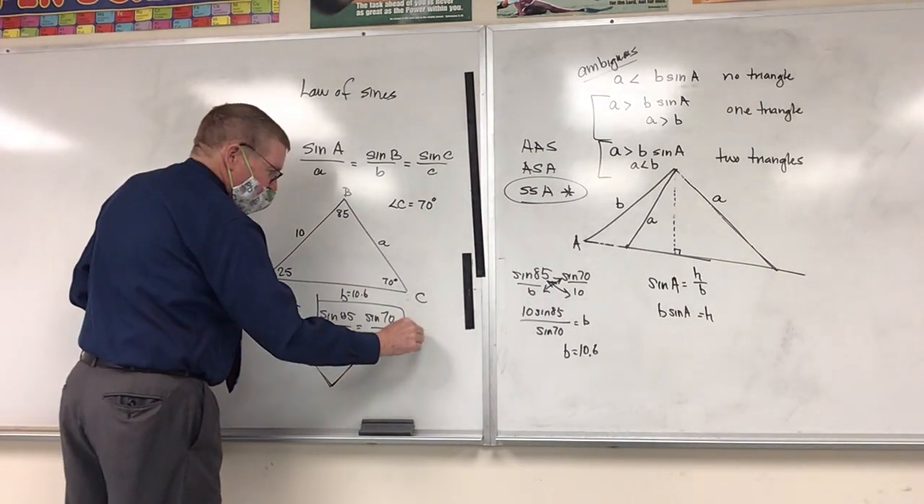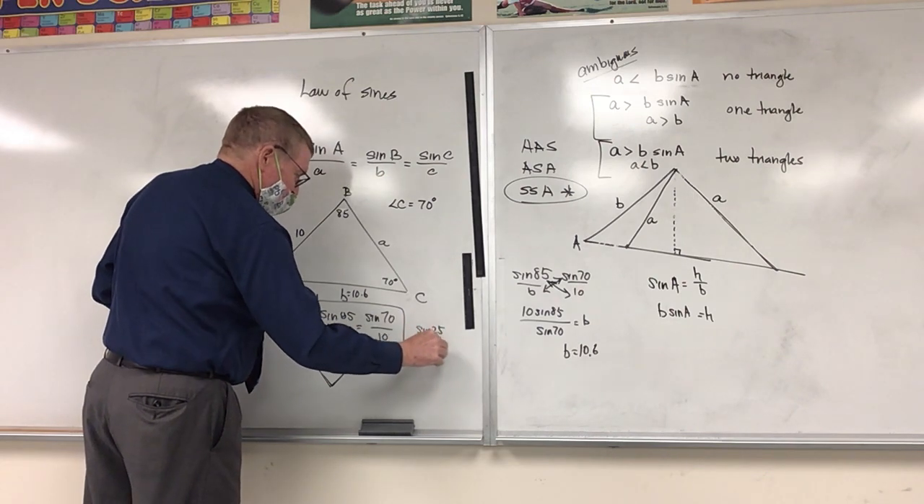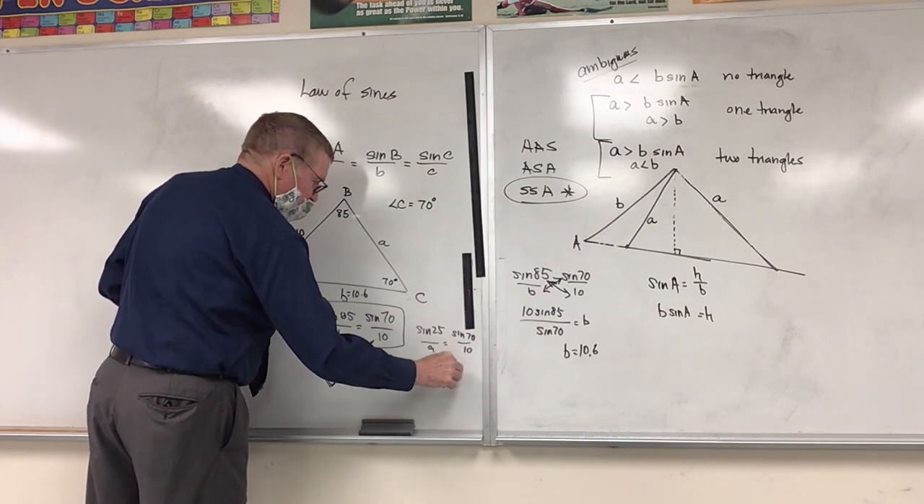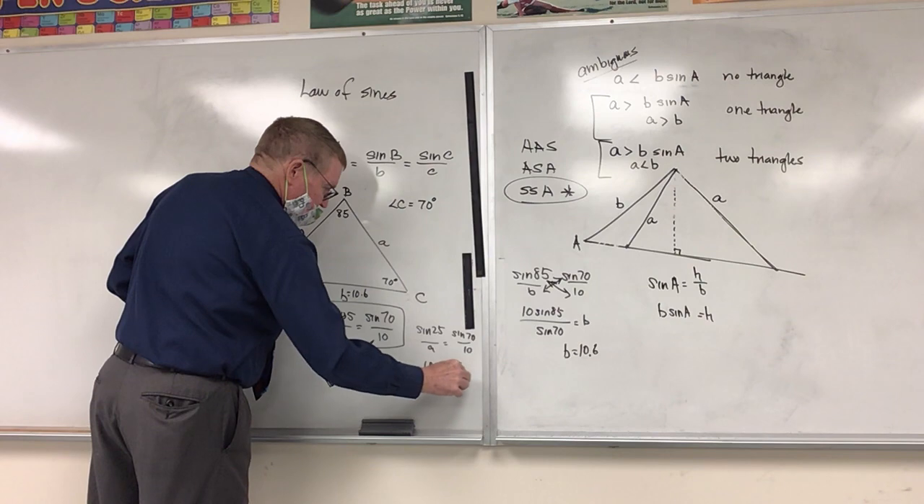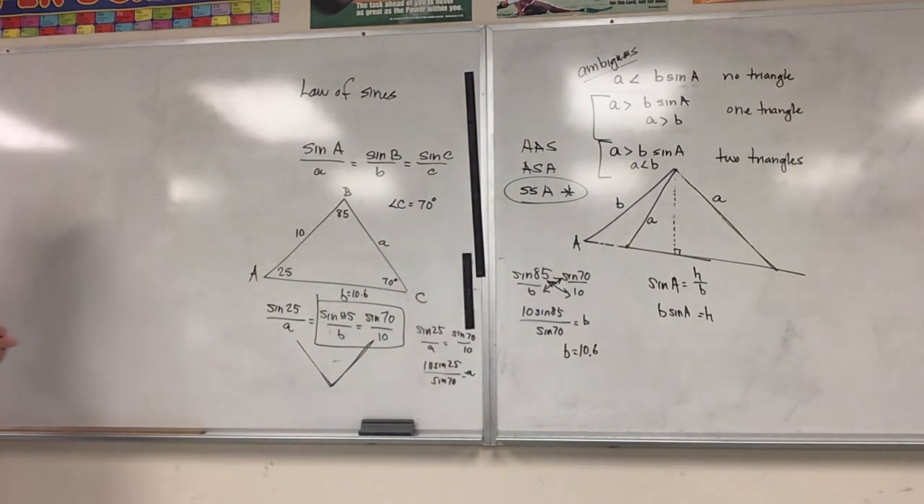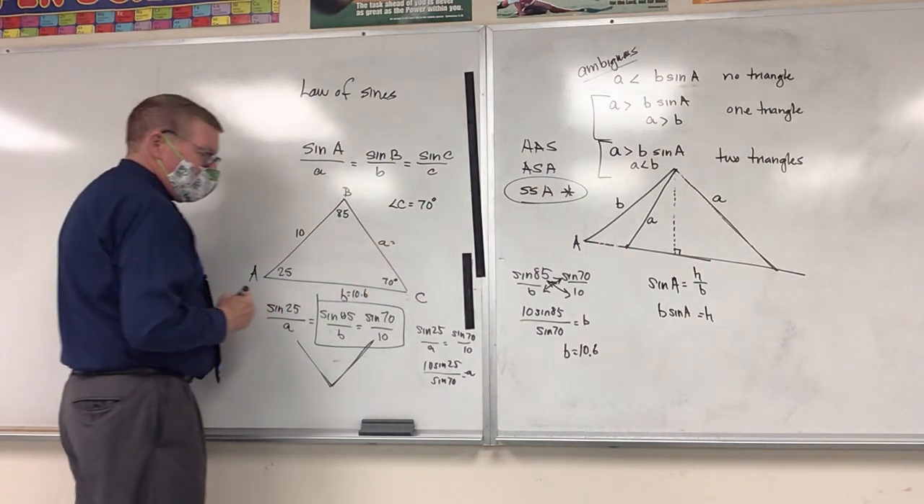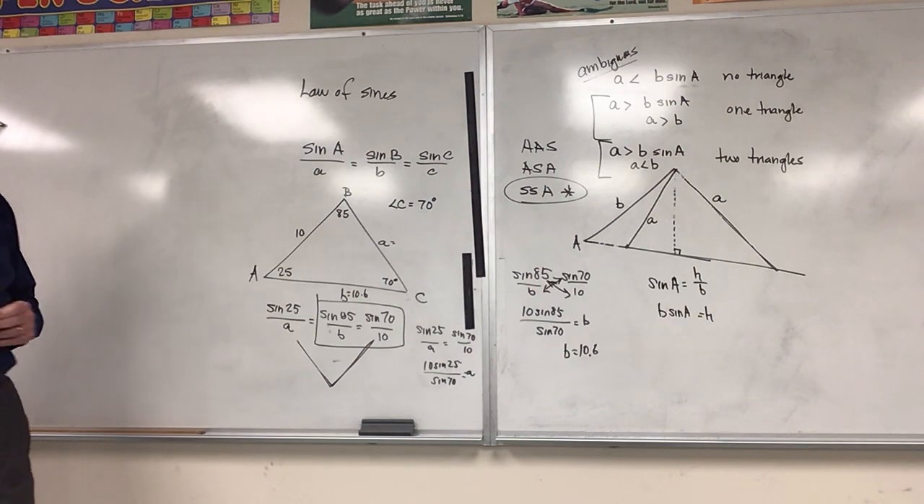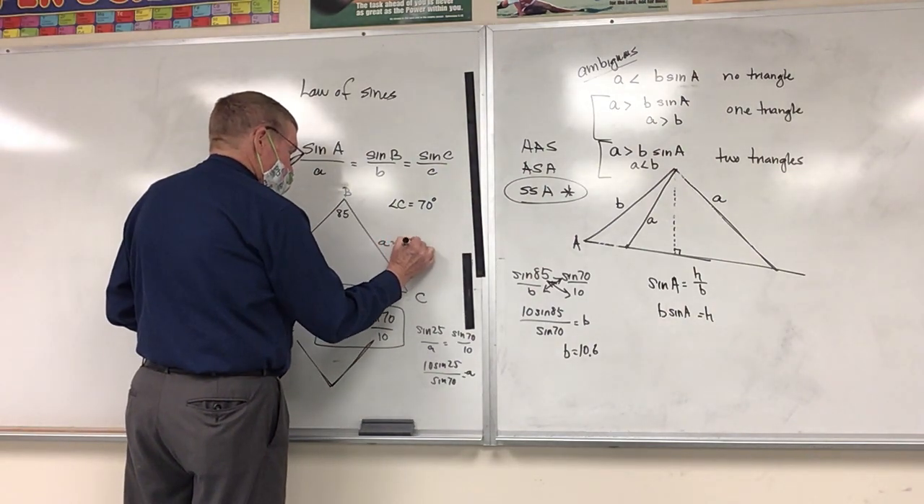Sine of 25 over a equals sine of 70 over 10. So we get 10 sine of 25 over sine of 70 equals a. I'm really happy right now, Mr. Bolton, but I know you're gonna hit me with a curveball soon. So we get 10 sine of 25 over sine of 70. 4.49. So 4.5.